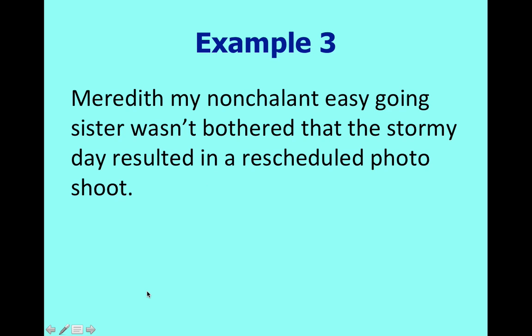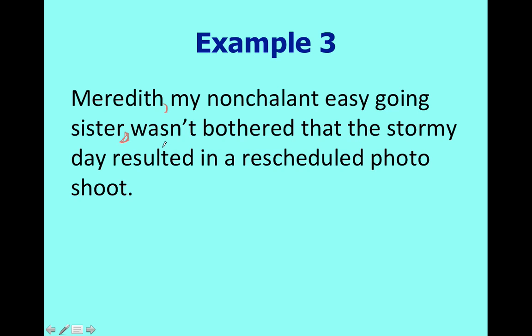Okay, and then the last example: Meredith, my nonchalant, easygoing sister, wasn't bothered that the stormy day resulted in a rescheduled photo shoot. Okay, so here we actually have an interrupter. So we have Meredith, and then we're describing Meredith with some other information, my nonchalant, easygoing sister. So we would need to set that off with two different commas. So Meredith, comma, my nonchalant, easygoing sister, wasn't bothered that the stormy day resulted in a rescheduled photo shoot.